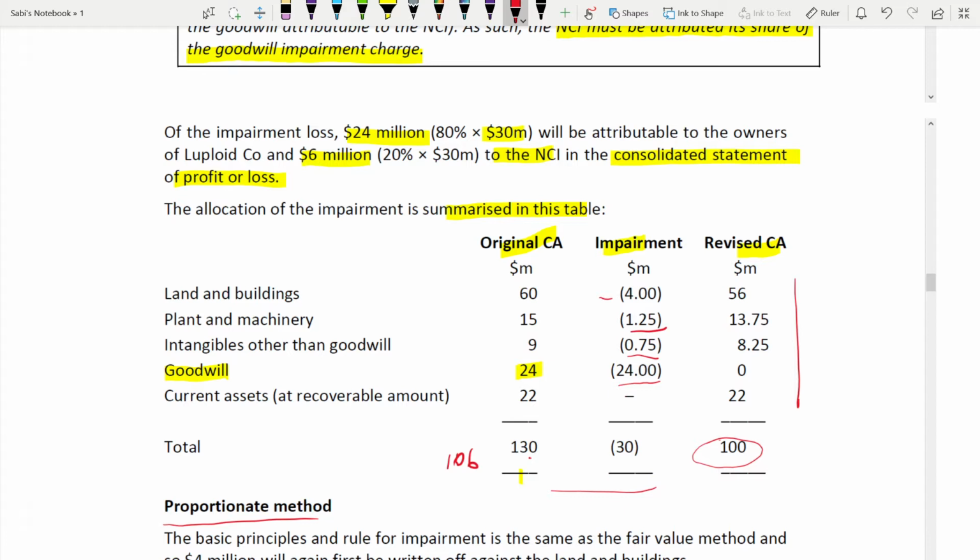It cannot be less than 100 because we told a statement that it cannot exit. It cannot go below the recoverable amount. Okay? We told it. So land and buildings, 60 minus 44 is 56. 15. Okay, you just deduct the impairment from the original CA and you get the revised CA. That's it. So it's 100.